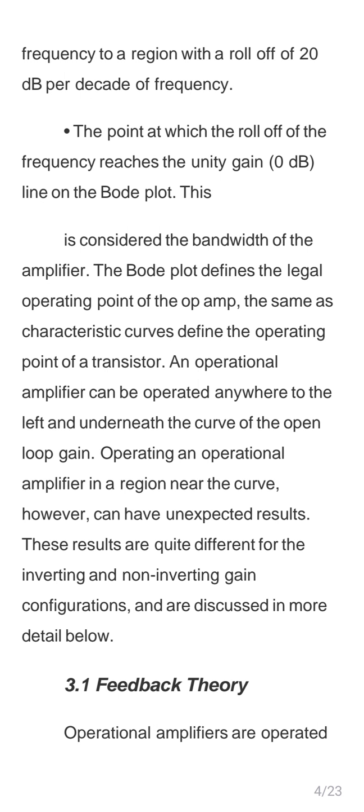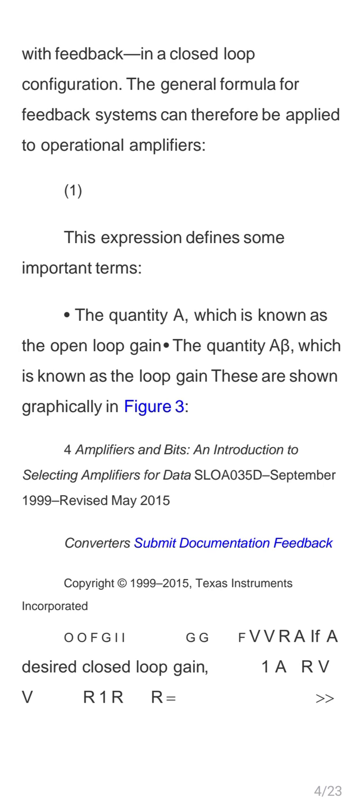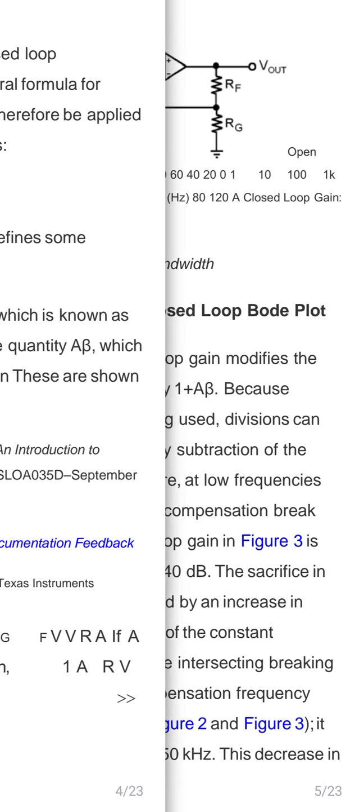Then what is the feedback of operational amplifiers? The operational amplifier is a closed loop configuration. This is general for feedback systems and is applied to operational amplifiers. The quantity A is the open loop gain, and the quantity A beta is also the loop gain. This is shown here: gain is equal to A beta.